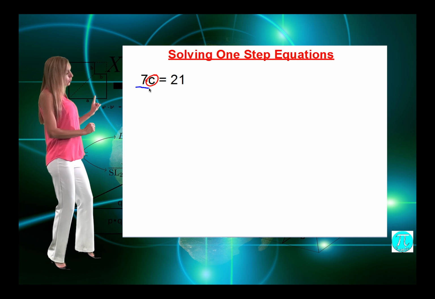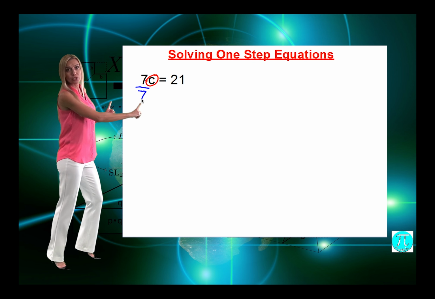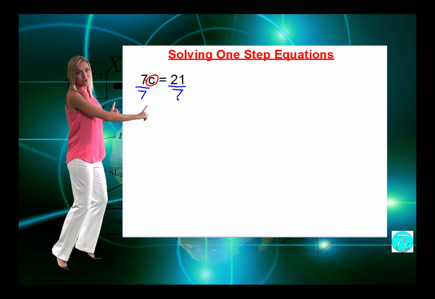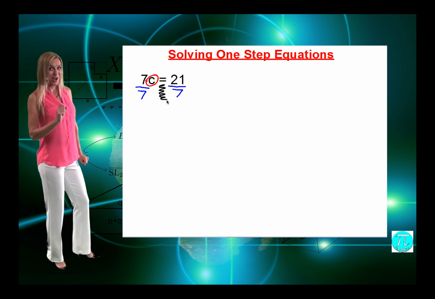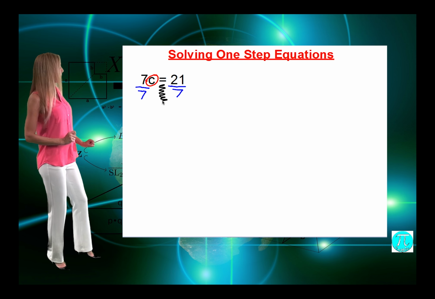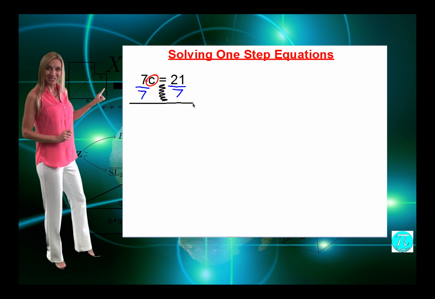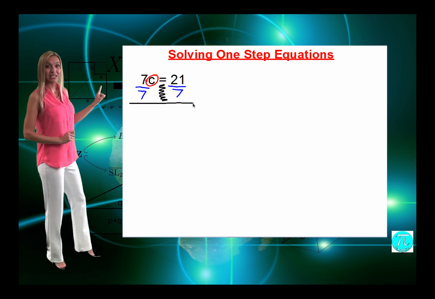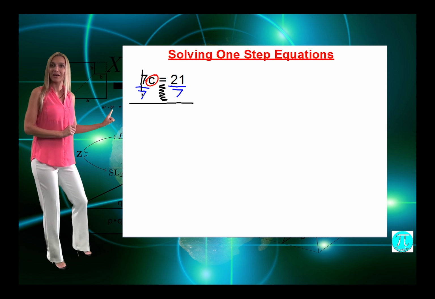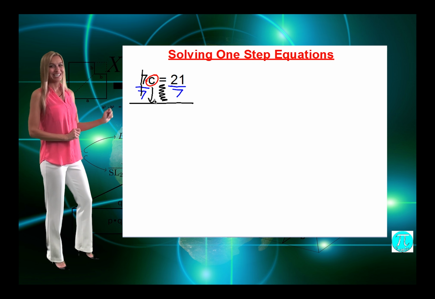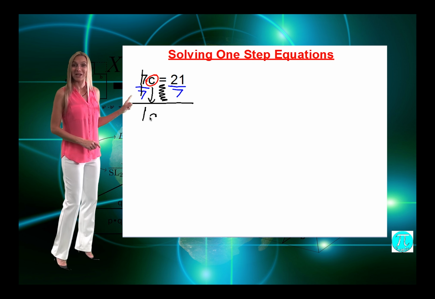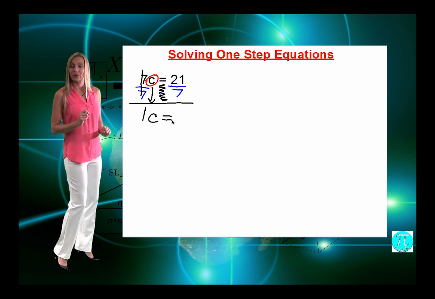Now, what do we do on one side of the equal sign? We make sure we do on the other side of the equal sign, right? Let's see what's going to happen. Why do we want it to be 1? Well, 7 divided by 7 is 1, right? And what are we left with? We have that 1c, right? That's what we wanted. And 21 divided by 7 is equal to 3.